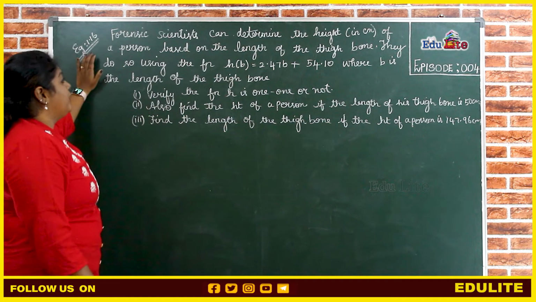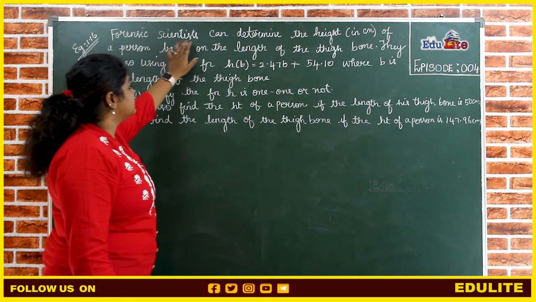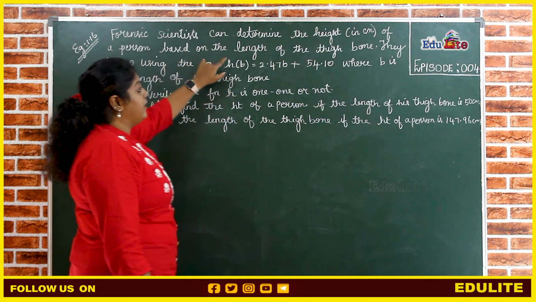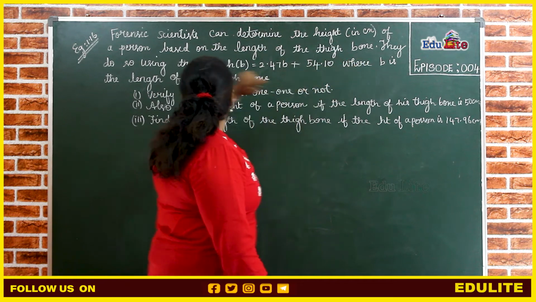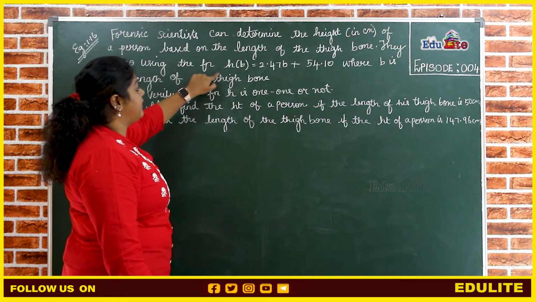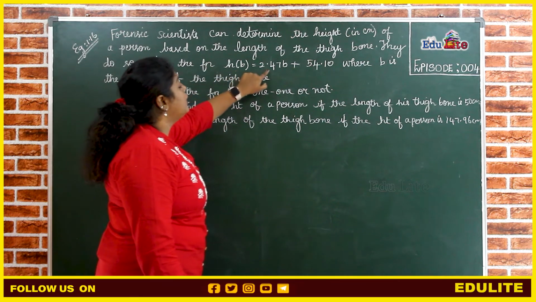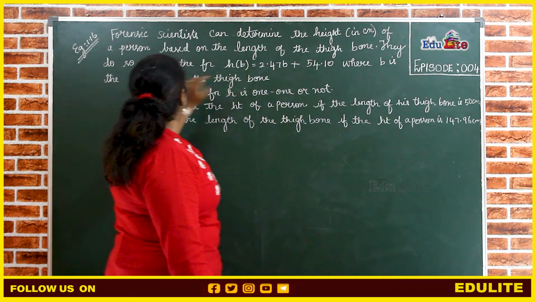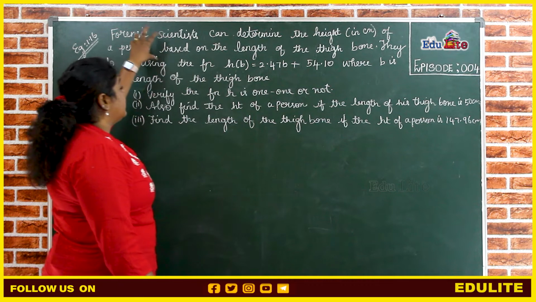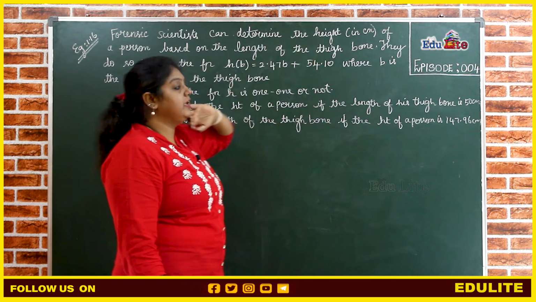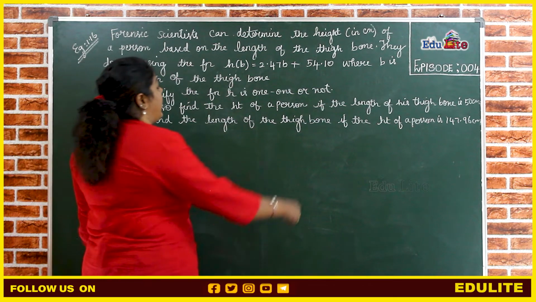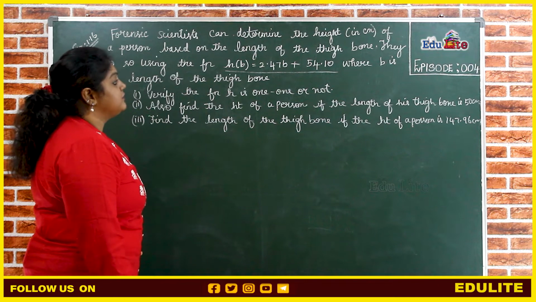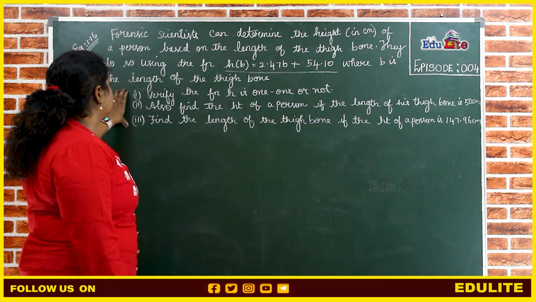The next example, 1.16: forensic scientists can determine the height of a person based on the length of the thigh bone. They do so by using the function h of b equals 2.47b plus 54.10, where b is the length of the thigh bone, which means forensic scientists can find the height of a person by knowing the length of the thigh bone. We are asked to find three subdivisions.